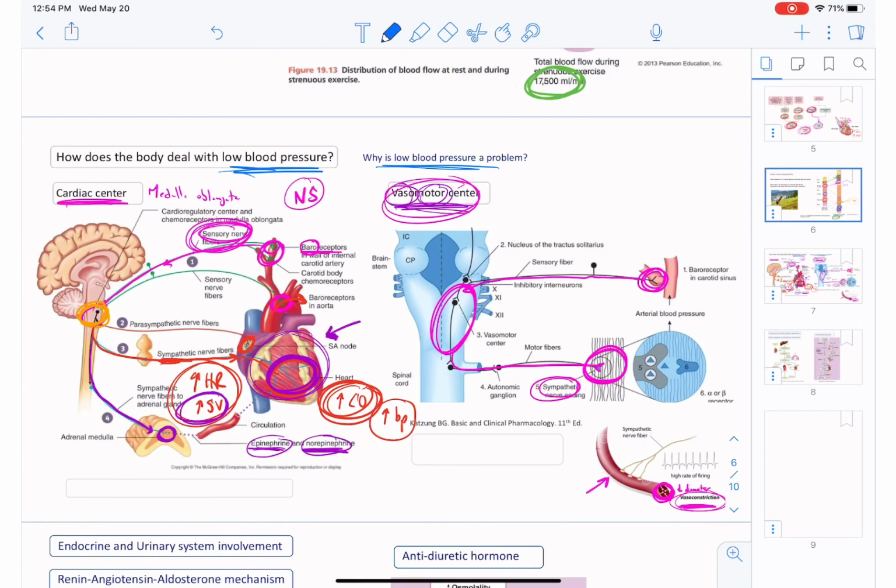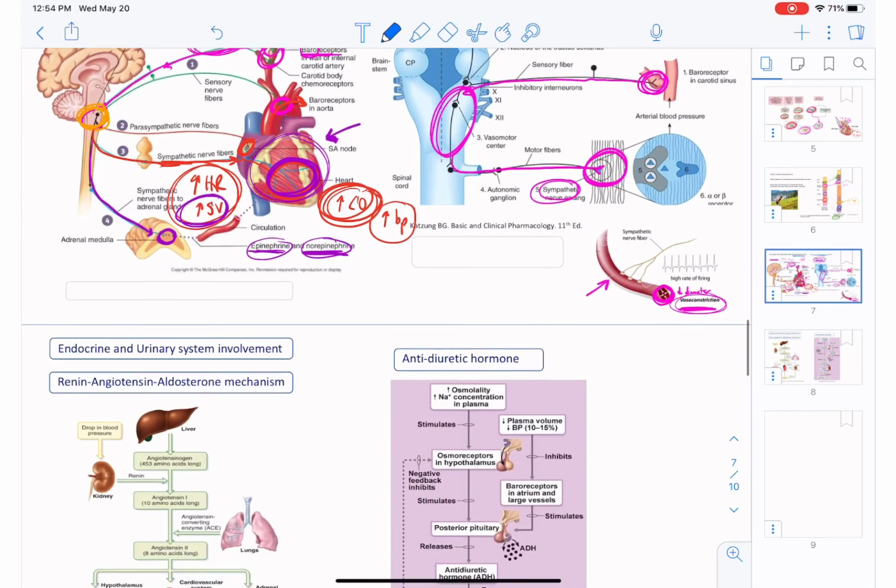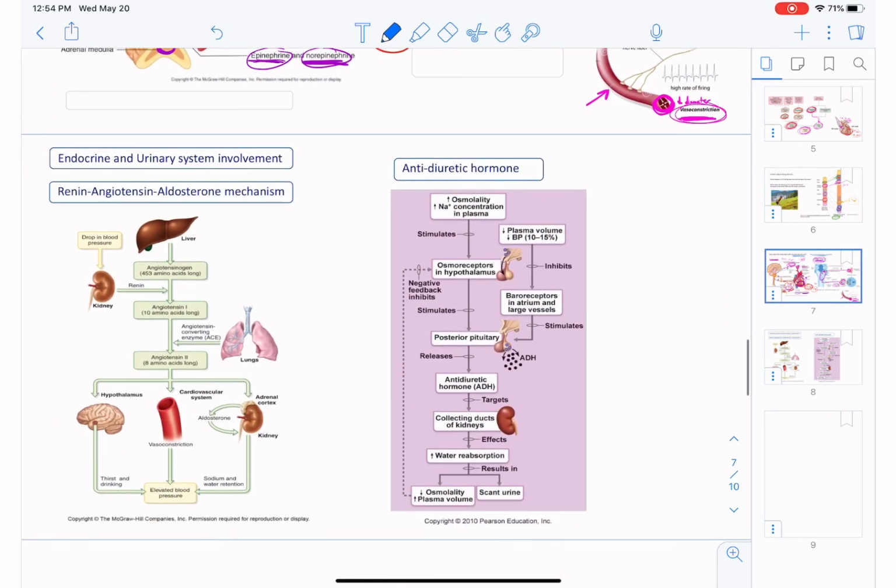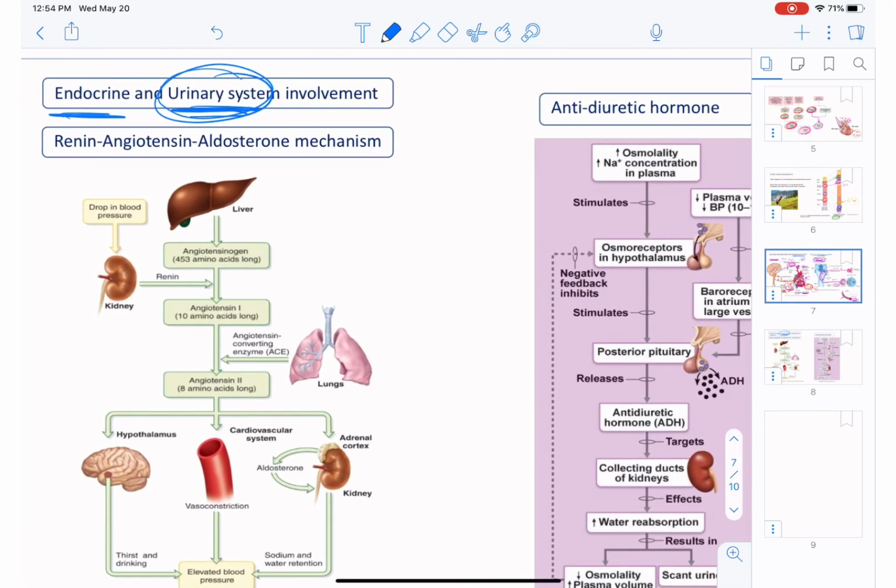And since we're talking about the body's response to low blood pressure, I do want to bring up some other mechanisms that are involved besides the nervous system response. Specifically, the endocrine and the urinary system are going to be involved. We're going to talk about these in a lot more detail when we talk about the urinary system, but I at least want to preview it here. So the drop in blood pressure is not only going to be detected by baroreceptors for the nervous system, but the kidney is also going to detect that as well.